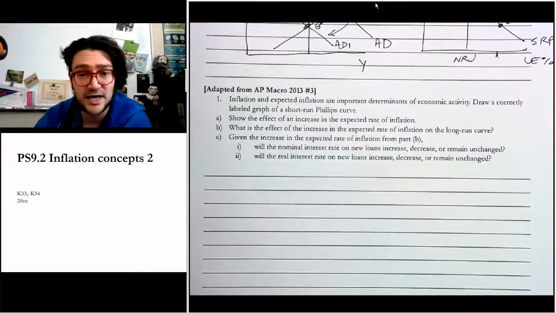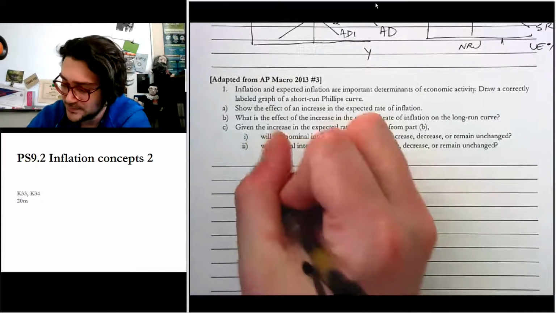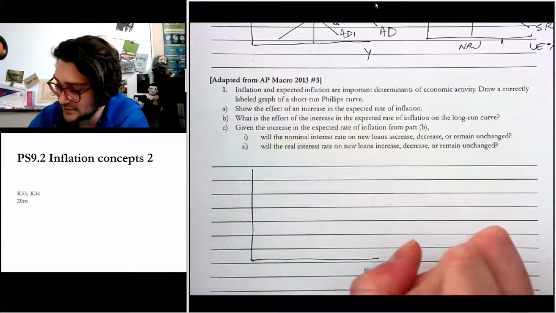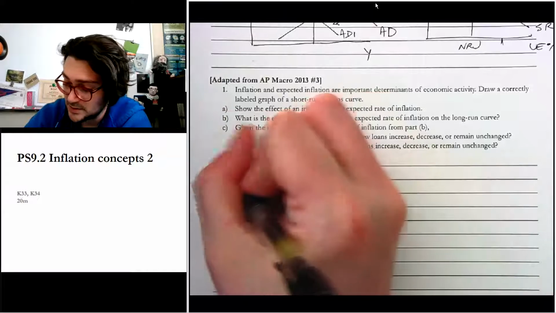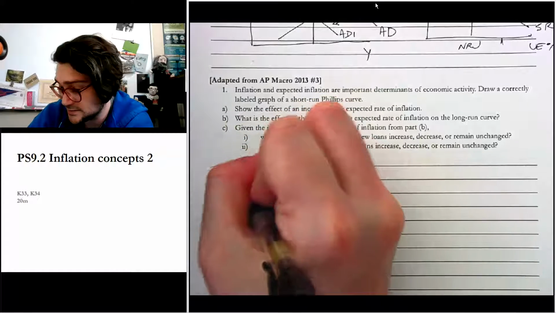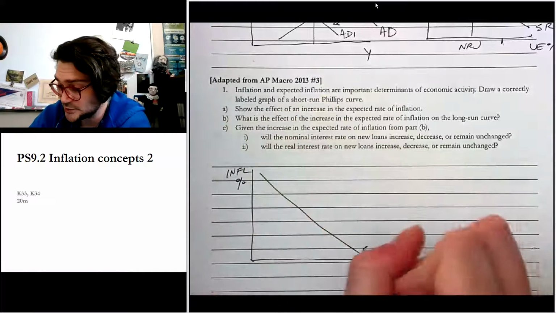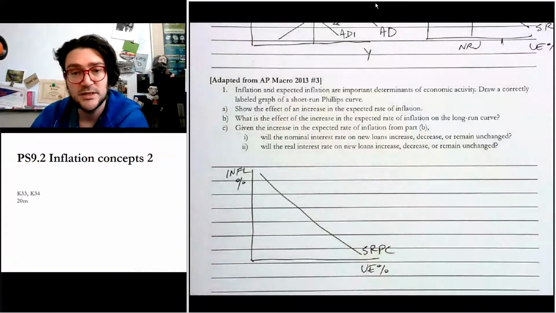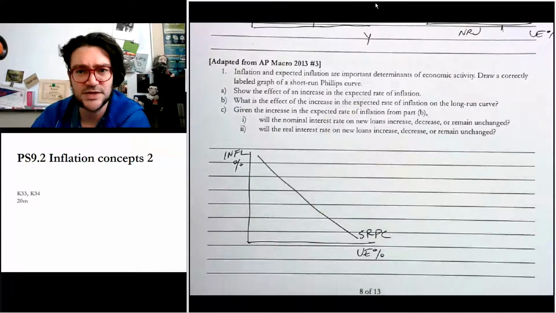All right, now the next part says inflation and expected inflation are important determinants of economic activity. Draw correctly labeled graph of a short-run Phillips curve. Okay, so we have unemployment percent and inflation percent. And then it just asks for short run. So that's all we're going to put on there. Done. That's nice. In 2013, they weren't terribly difficult.